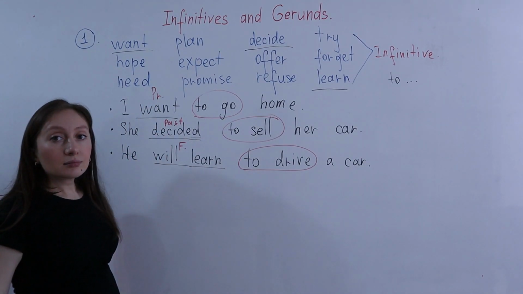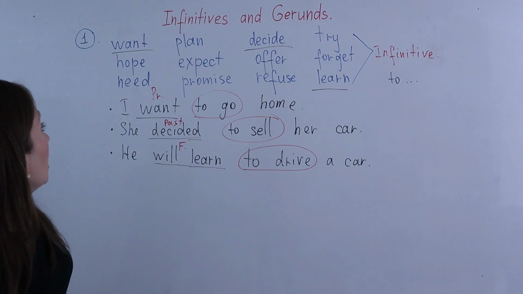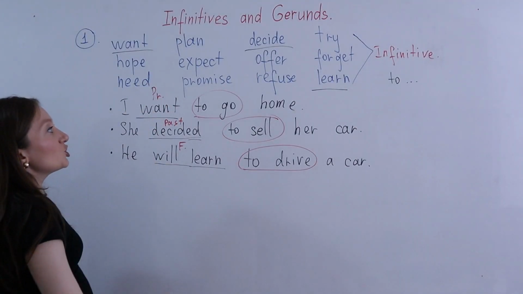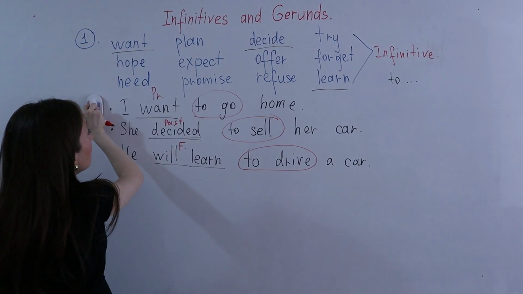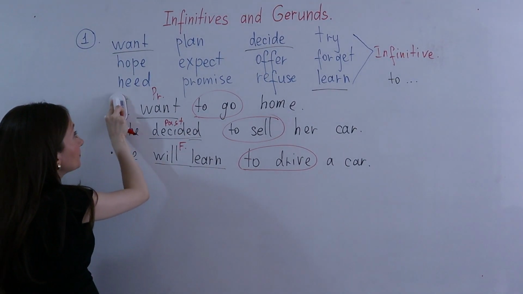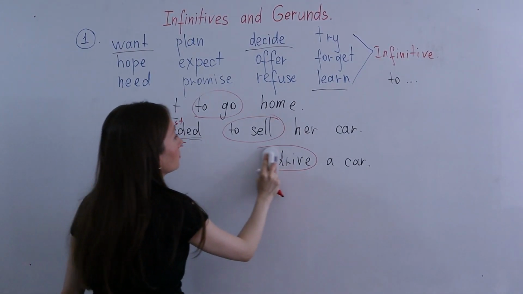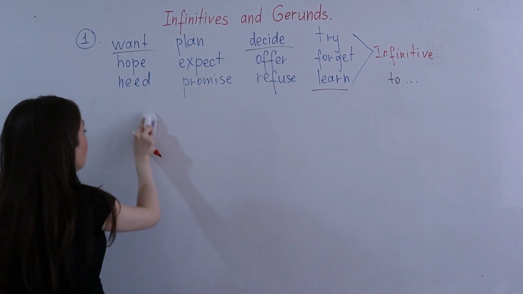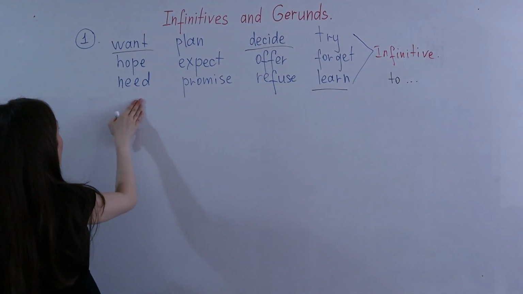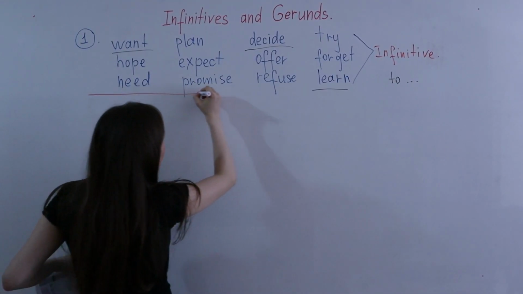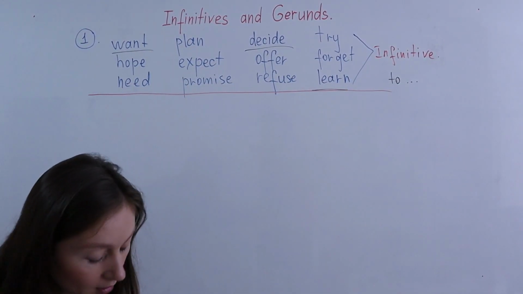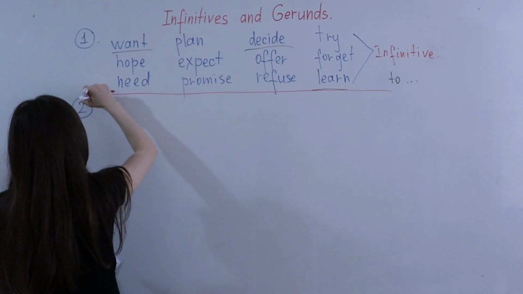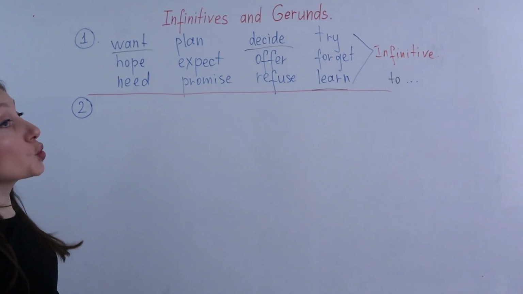Alright, now look at these examples. I will write the second group of the verbs for gerunds. Alright, so I will clean it. Just the examples. These verbs can stay here. So, my friends, you are ready for the second group. Second group is, so let me write the verbs first. The verbs are the following. So, enjoy.